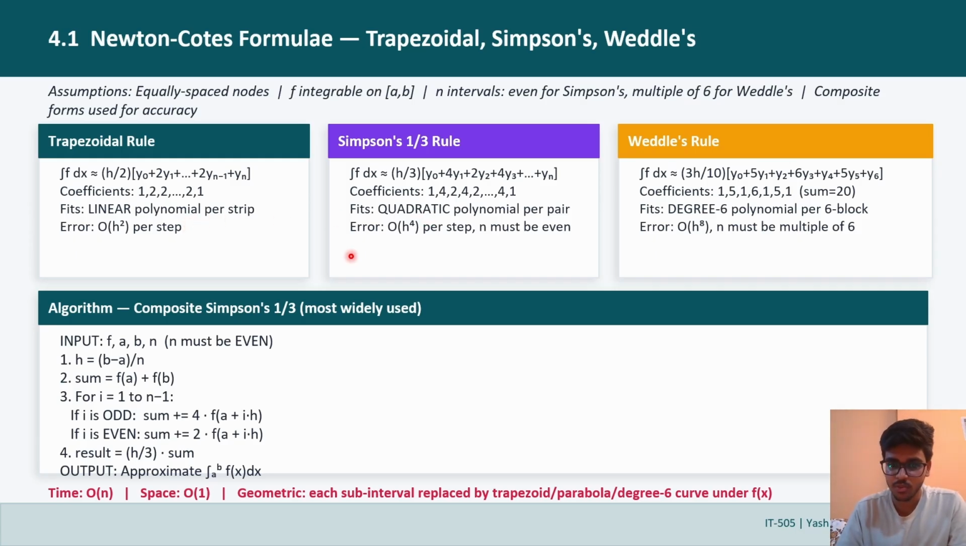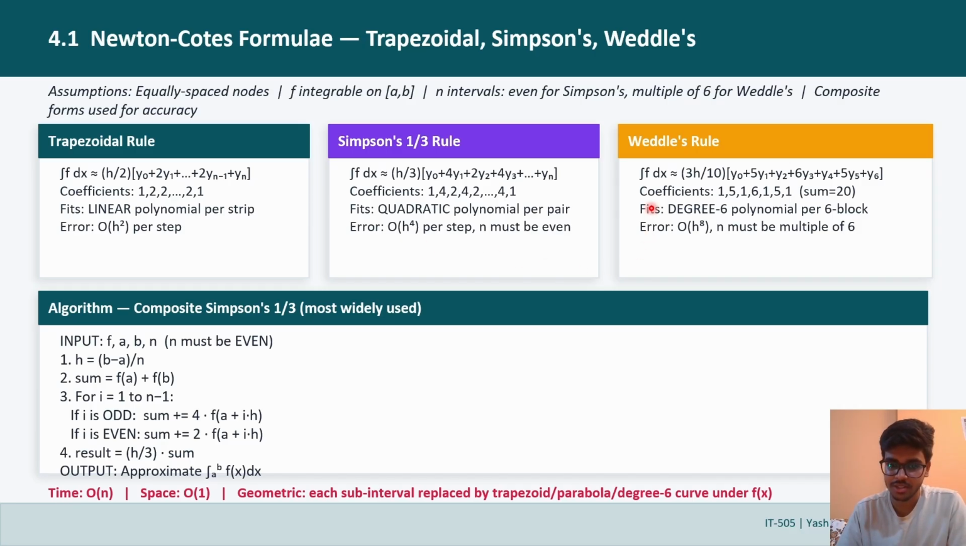Second, Simpson's one-third rule. The integral is h divided by 3 times y naught plus 4y1 plus 2y2 plus 4y3 plus, all the way to plus y n. So our coefficient pattern is 1, 4, 2, 4, 2, all the way to 4, 1. This fits a quadratic polynomial through each pair of subintervals. The error is of order h to the 4.